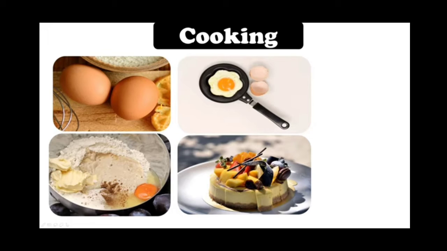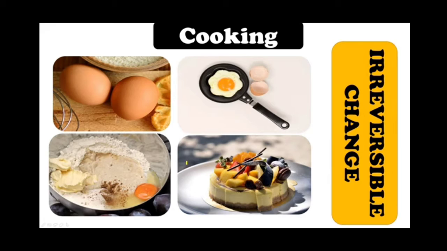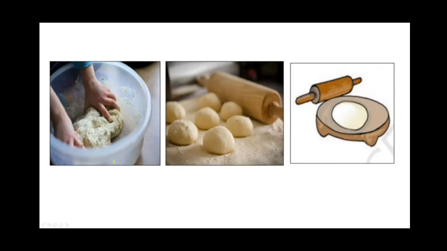So the next one is cooking. Take some eggs and make them into omelets. Then take some cake and make it into ice cream. Can you reverse this? This is an irreversible change. All these food items that you make, from vegetables to curry, are irreversible.